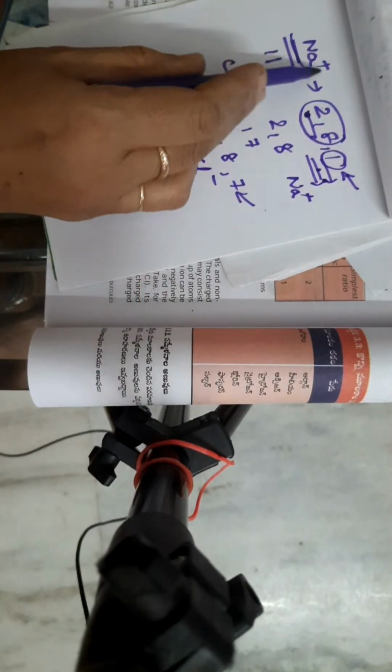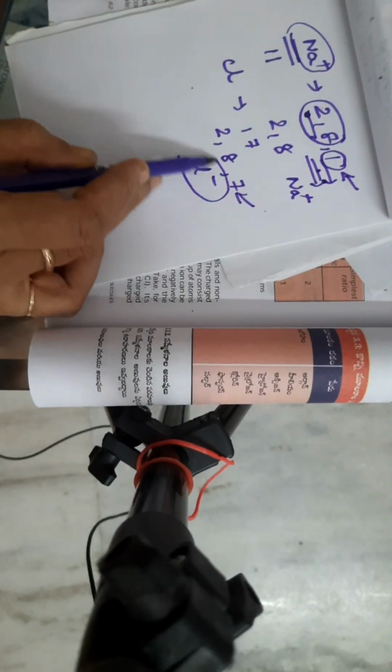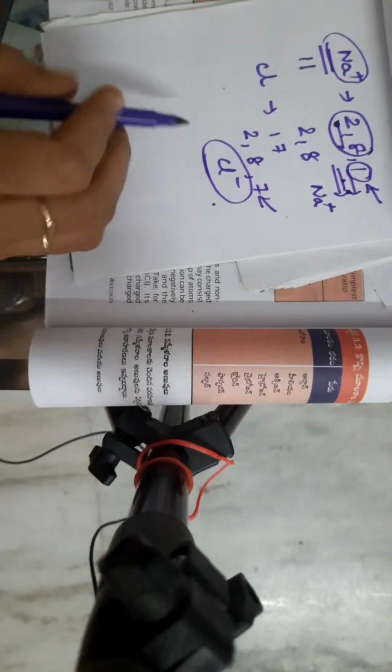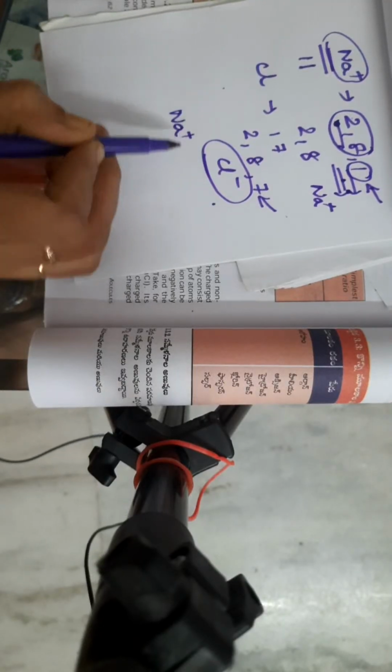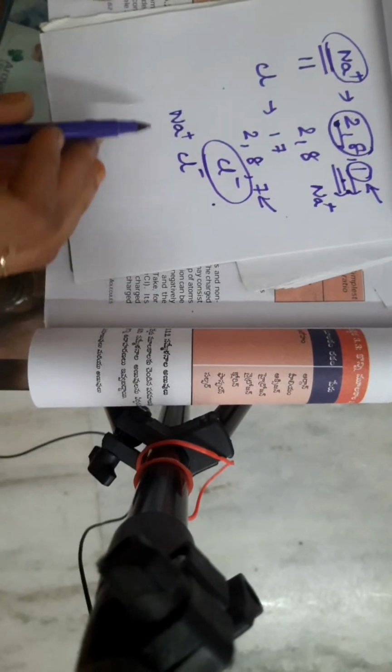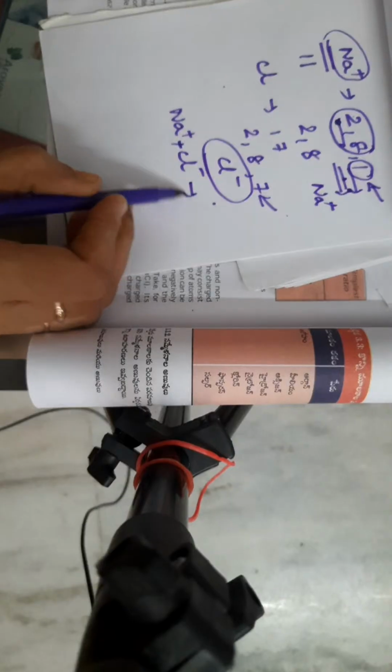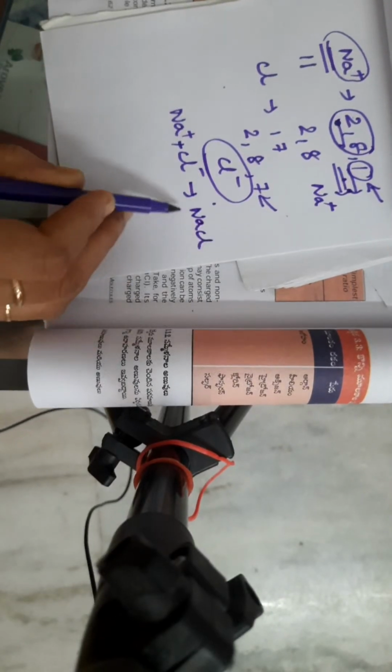These are the charged species. When there is charge development on the atom, we call them ions. When they have opposite charge, as all of you know, oppositely charged species attract each other. So they attract and get combined and form a compound. In this way, sodium chloride is formed.